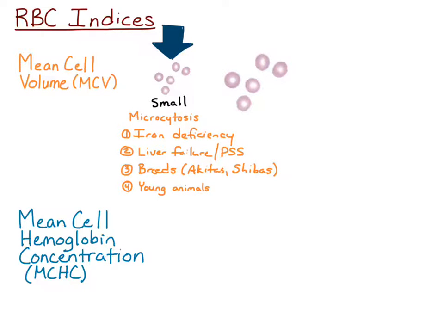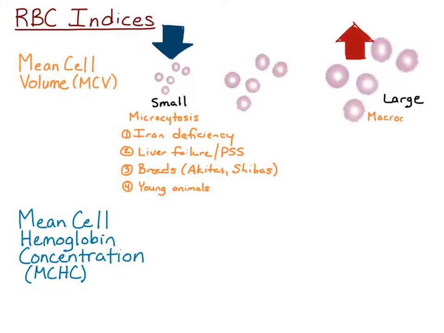Okay, now I'll go over to larger red cells, or an increased MCV, which is known as macrocytosis. The first and most common cause of macrocytosis is red blood cell hyperplasia or regeneration, where there are younger red blood cells, reticulocytes and polychromatophils, in circulation. These cells are larger, so they increase the MCV if there are enough of them in circulation.